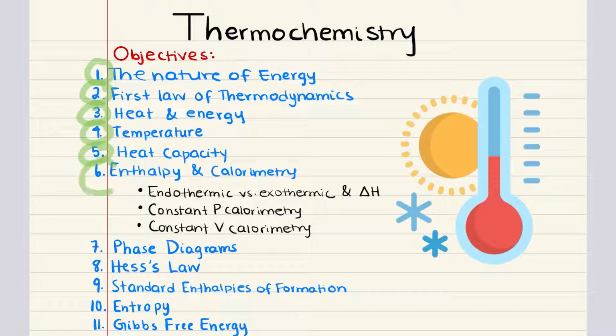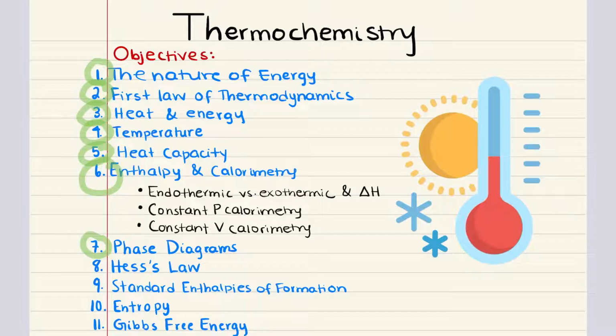And in the next objective, we're going to continue to build on this topic by diving into enthalpy and calorimetry. We're going to cover both constant volume and constant pressure calorimetry. Then we're going to define endothermic and exothermic reactions before we learn and examine heat curves through practical problem solving. In the seventh objective, we're going to learn about phase diagrams. Specifically, we're going to learn how to read and interpret them.